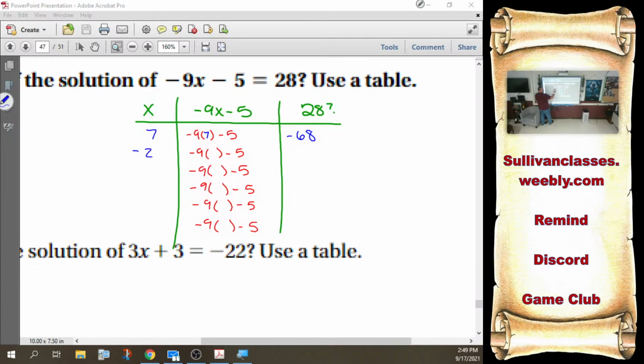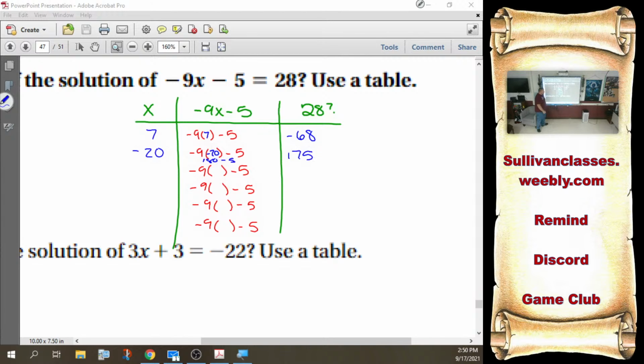Okay, I heard try a negative 20. I won't do a negative 27.5 yet. Okay, try a negative 20. Negative 9 and negative 20 is? What's 9 times 2? Tack a 0 on the end. 180. Okay, negative and a negative is positive. This is 180 minus 5 is 175.